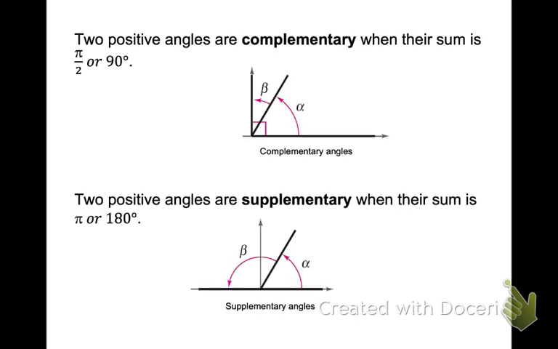Okay, complementary, you should know this. Shouldn't even have to write this down. Complementary angles equal what? 90. Or now what? Pi over 2. Supplementary equal what? 180 or pi.